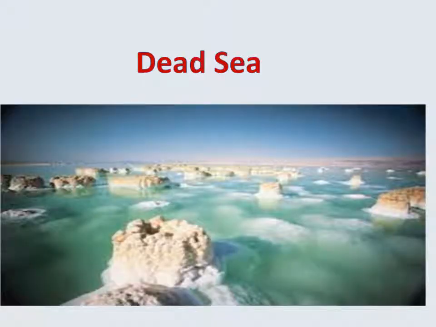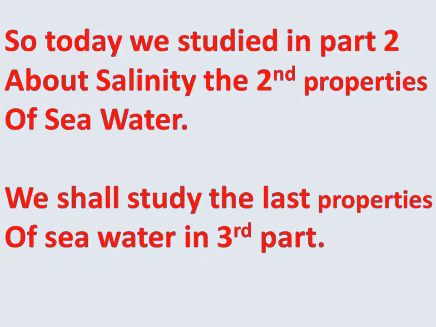This is the picture of the Dead Sea, children. You can see everything is floating because of high salinity and high evaporation. So today, children, we have studied in part 2 what salinity is, the second property of seawater. It is very easy, children. I hope you understood the concept, why it happens. Because of a high rate of evaporation and lack of supply of fresh water, there is higher salinity. We shall study the last property of seawater in part 3.